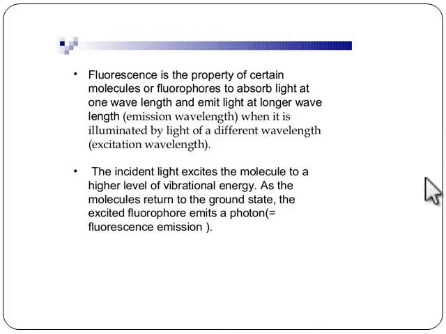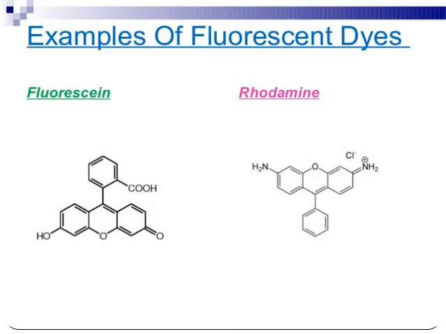Immunofluorescence: antigen-antibody interactions are detected by the fluorescence phenomenon, hence it is called a fluorescence technique. Fluorescence means absorbing light at a particular wavelength and emitting light at a different wavelength. And here the most commonly used fluorescent dyes are fluorescein and rhodamine.